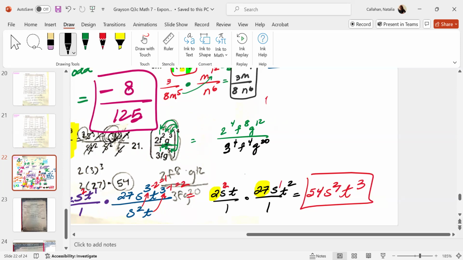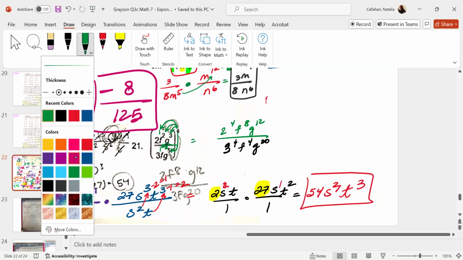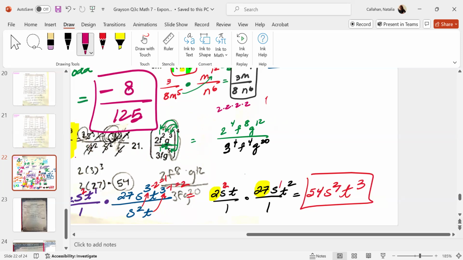Do you see that? Okay. 2 to the 4th power is 2 times 2 times 2 times 2. That's equal to 16, right? 3 times 3 times 3 times 3 is 9 times 9. That's 81, correct?